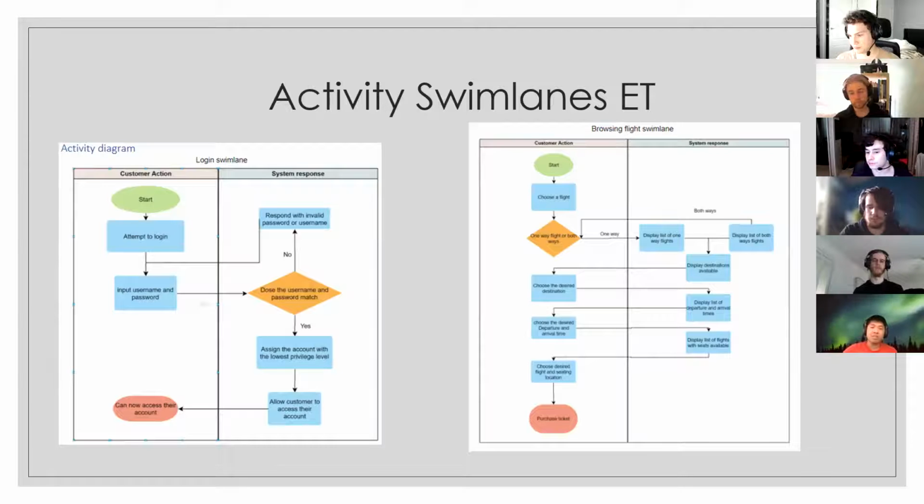Once the customer has decided the departure and arrival time that they prefer, it will then move on to showing the customer how many seats are available on the flights that they have chosen. Once the customer has chosen the seat that they have desired, they will be able to confirm their purchase.